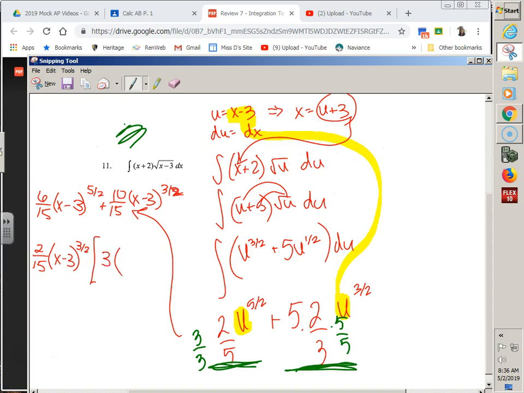What happens when I take away powers? So I subtract. What's 5 halves minus 3 halves? 2 halves, which is just 1. Plus, I took away the 15th, I took away all of them, I took away a 2, and I have a 5. It's going to look so much different, because if you just take away that fractional guy, this guy will be nice. I end up with 3x minus 9 plus 5, 3x minus 4. I end up with 2/15 (x minus 3) to the 3 halves, (3x minus 4).